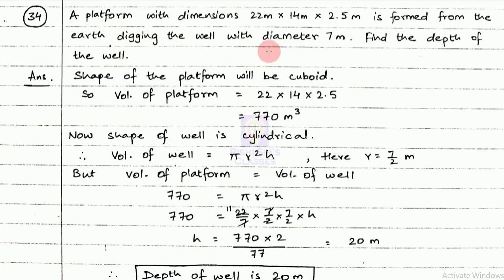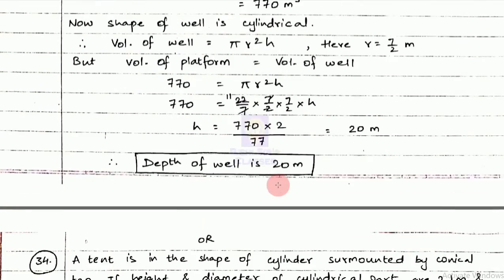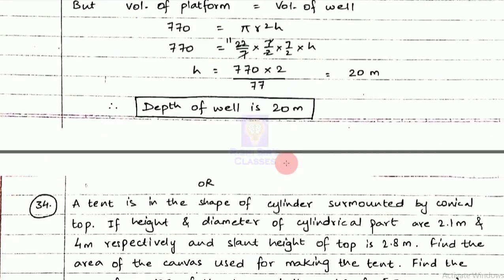We have been given the radius. From this diameter we can find out the radius. We have been given the radius of the cylindrical well and the dimensions of the cuboid. So for that, the volume of the cuboid will be equal to the volume of the well. We will just equate them and we can find out the height of the well, that is 20 meter.